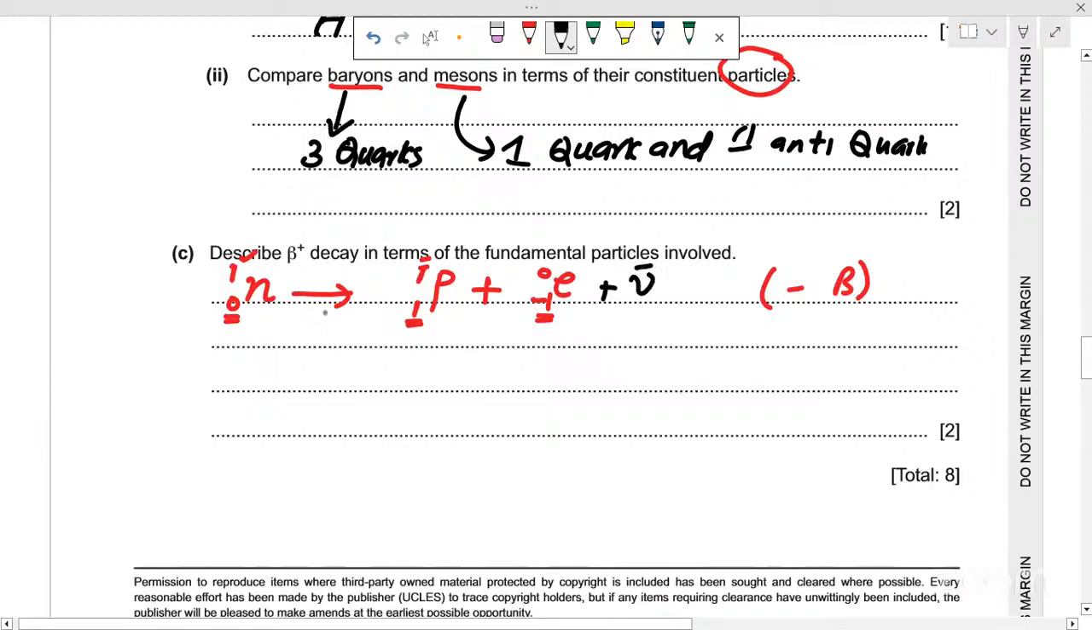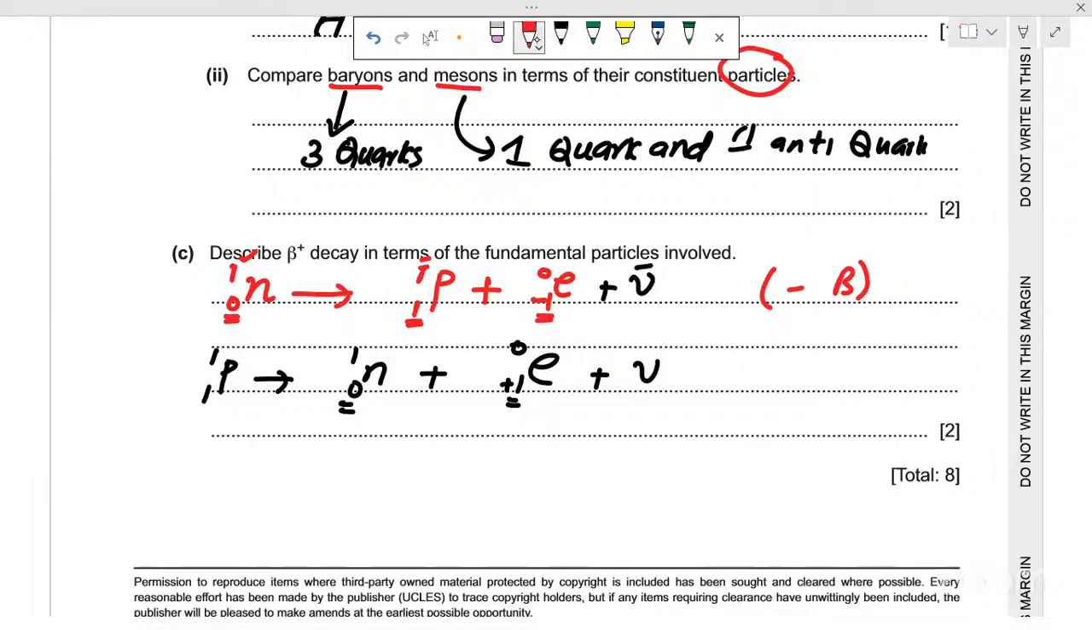When proton changes to neutron, which is 0, 1, what should be emitted? You should tell me. This is positive 1 and that must be 0, so that nucleon number and proton numbers are conserved. So this is beta positive emission, and with that, a neutrino will be emitted. So you have to memorize this equation.